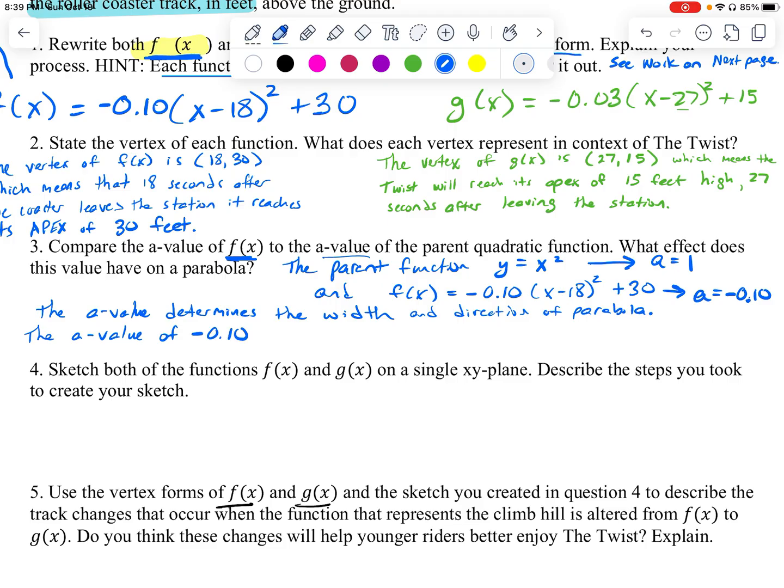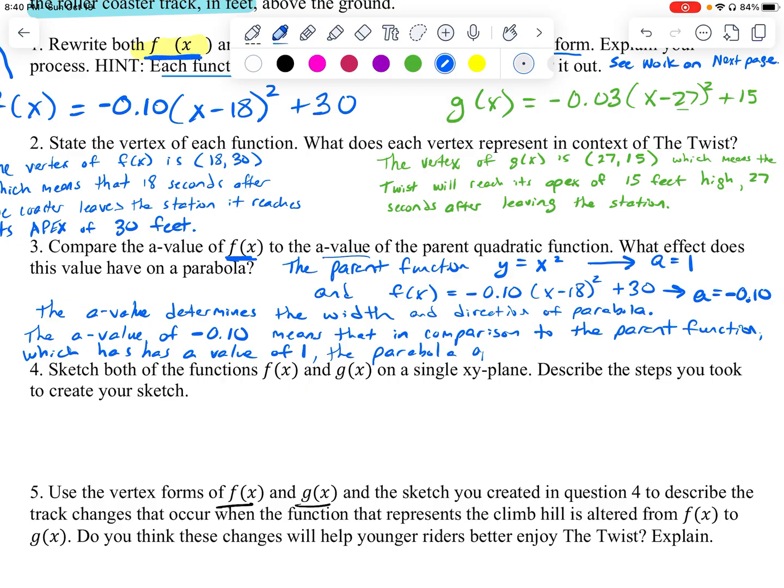So the a of negative 0.10 means that in comparison to the parent function, which has a value of 1, the parabola opens down and is stretched wider.